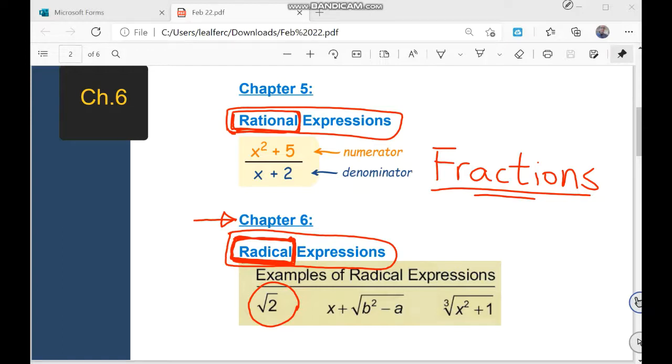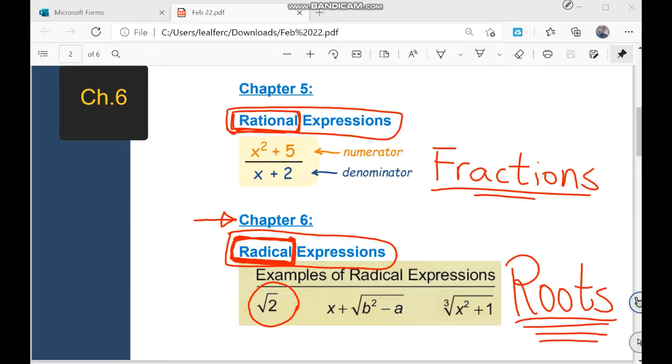So we will work now with another thing. We will work with roots, right? Very important word, roots. Instead of fractions, in rational expressions we work with fractions. Now radical expressions, we will work with roots. Square roots, cube roots, fourth root, fifth root, any kind of root. Lots of roots ahead of us.